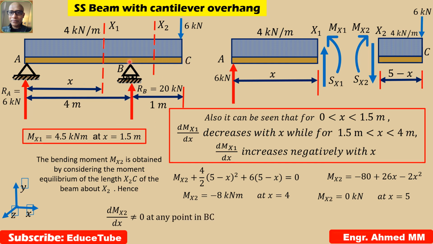But in between this, nowhere is the slope 0. It is a very important point. Nowhere is the slope 0 in the curve. That is why it says the derivative is not equal to 0 at any point in BC. Because if we put x equal to 5, it is 0; x equal to 4, it is minus 8. So from minus 8 to 0, in between nowhere is the slope 0.